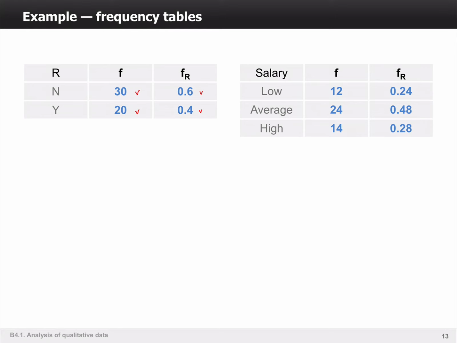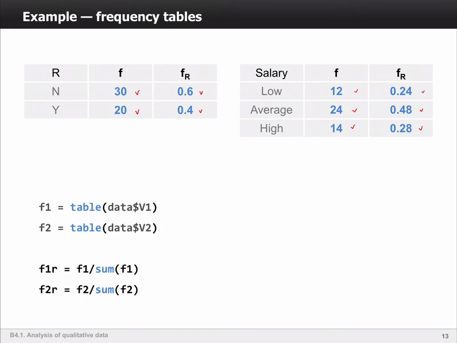Okay. In the second case, I have the salary. So 12 engineers told me that they have a low salary. 24 engineers out of these 50 had average salary, and then 14 engineers have high salary. And then we can calculate the relative frequency just by dividing these values by 50, the total number of answers. In R, you can make these frequency tables very quickly if you use the function table. If you apply table to any variable, any column of your data frame, you will get a frequency table. And then you can calculate the proportions, the relative frequencies, just by dividing the frequency table values by the total number of values, like it's shown here.